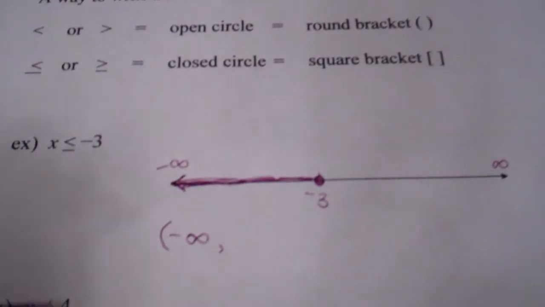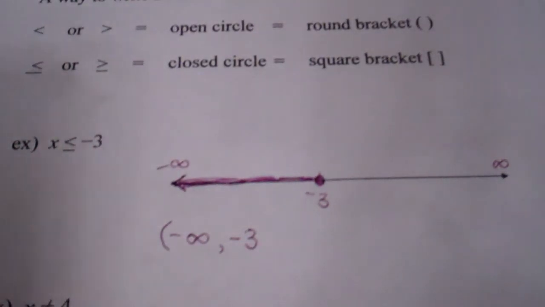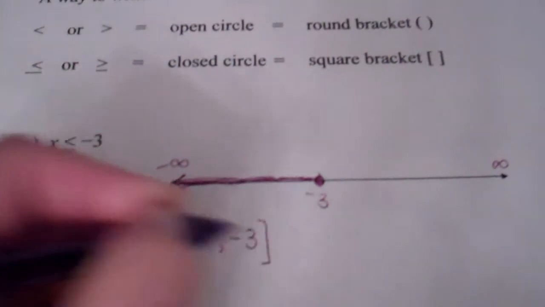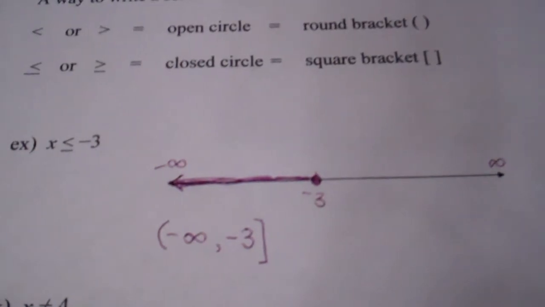So we're going from negative infinity up to -3, and the -3 here is included, so we're going to use the square bracket around it. And that's the basic idea. I want to give you a couple more examples. There are a couple different types of problems that you can see. Here's another one.